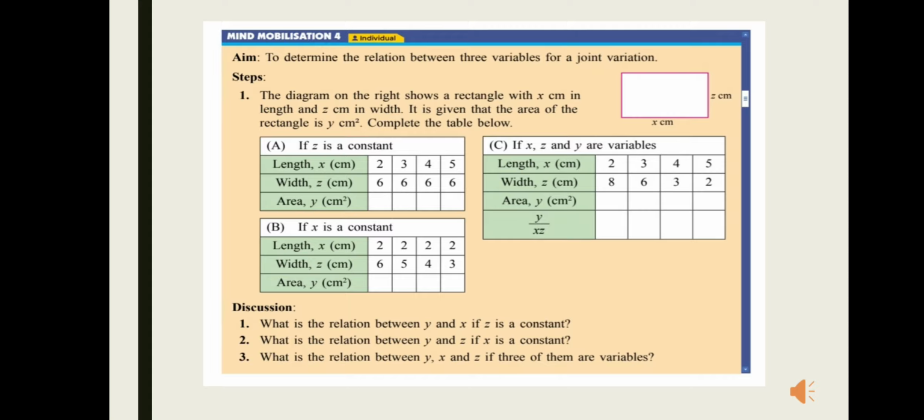Discussion. What is the relation between y and x if z is a constant? What is the relation between y and z if x is a constant? What is the relation between y, x, and z if all three of them are variables?